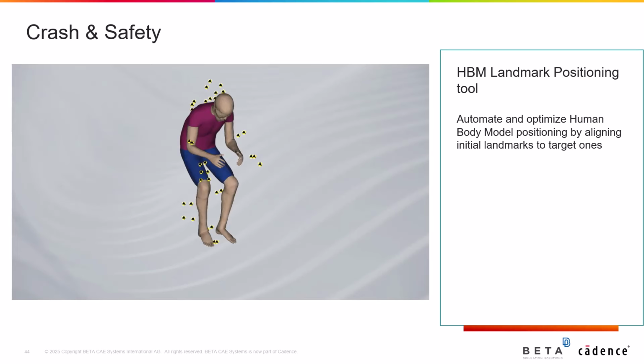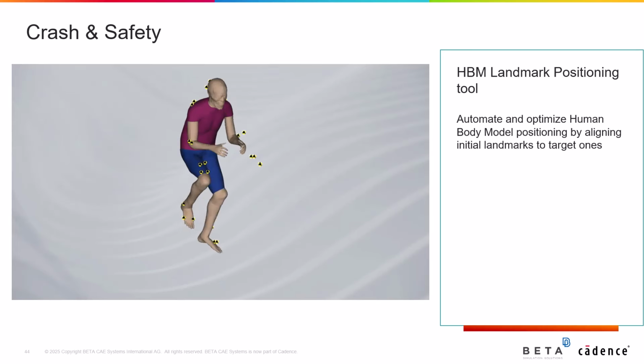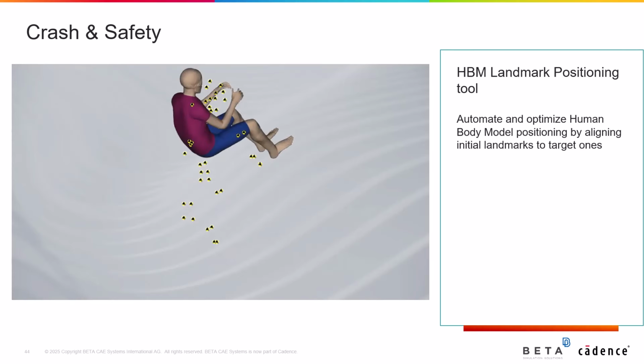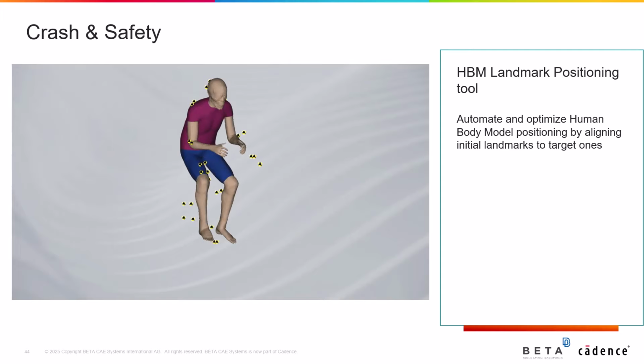Moving on, the HBM landmark positioning tool utilizes the initial landmarks on the human body model and target landmarks derived from laboratory measurements. It automatically calculates the necessary angles to position the HBM in the target posture by aligning these landmarks.